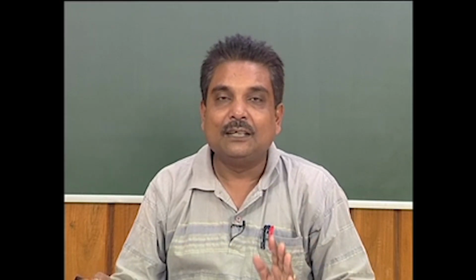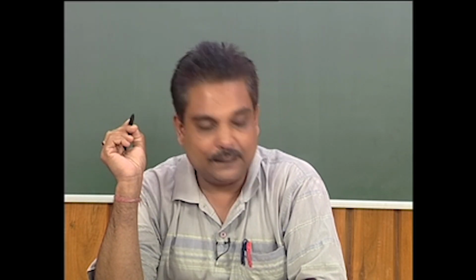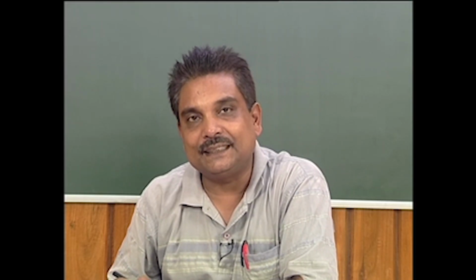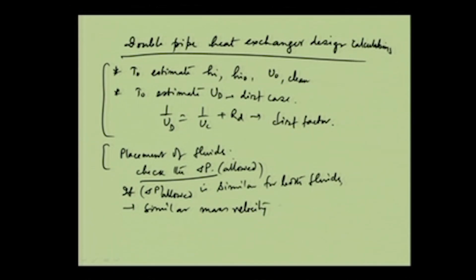If we see that both the fluid streams are of similar pressure drop, the allowable range is of similar nature, so if delta P allowed is similar for both fluids, then one should see that both the fluids are getting similar kind of delta P. So, accordingly the flow distribution should be made to see that similar mass velocities and similar delta P are desired for tube side and annulus side fluids.